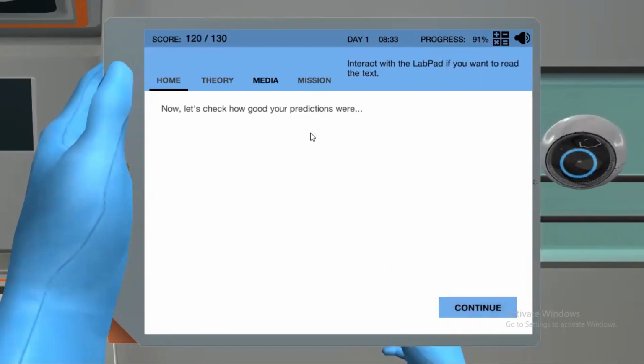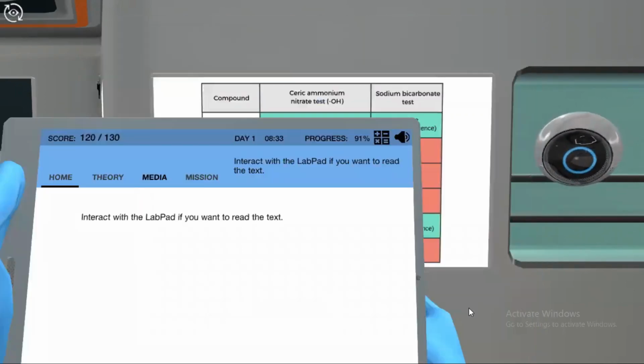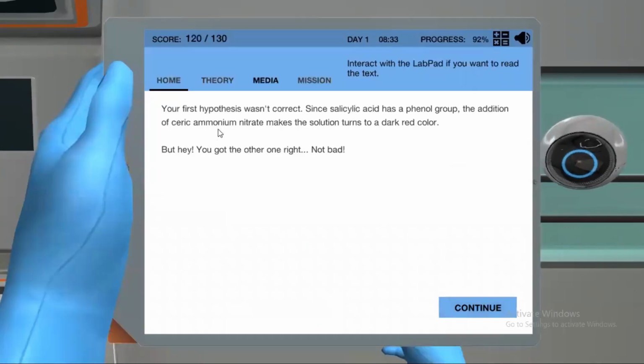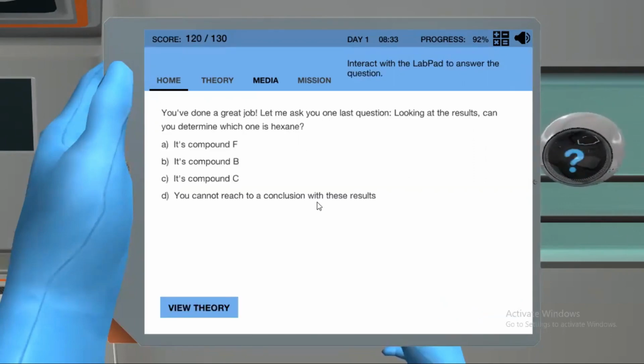Now, let's check how good your predictions were. Your first hypothesis wasn't correct. Since salicylic acid has a phenol group, the addition of ceric ammonium nitrate makes the solution turn a dark red color. But hey, you got the other one right. Not bad. You've done a great job.